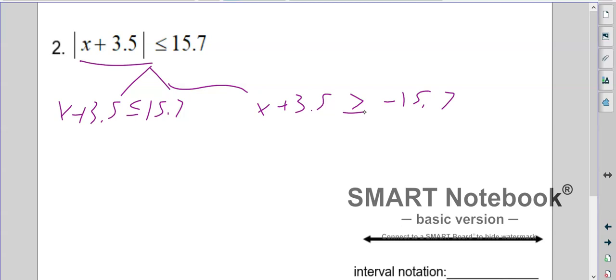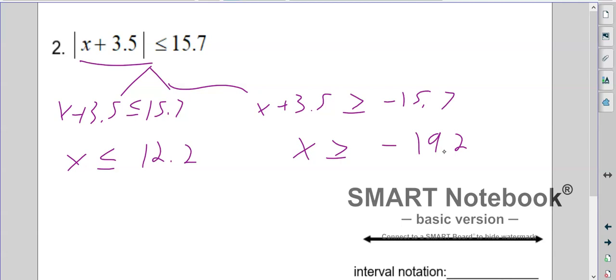And now I'm going to subtract 3.5. So x is less than or equal to 12.2, because 15 minus 3 is 12. And here, when I subtract 3.5, I'm getting more in debt because I owe $15.70. I'm going to borrow another $3.50. So x is going to be greater than or equal to negative 19.2, because 15 plus 3 is 18.